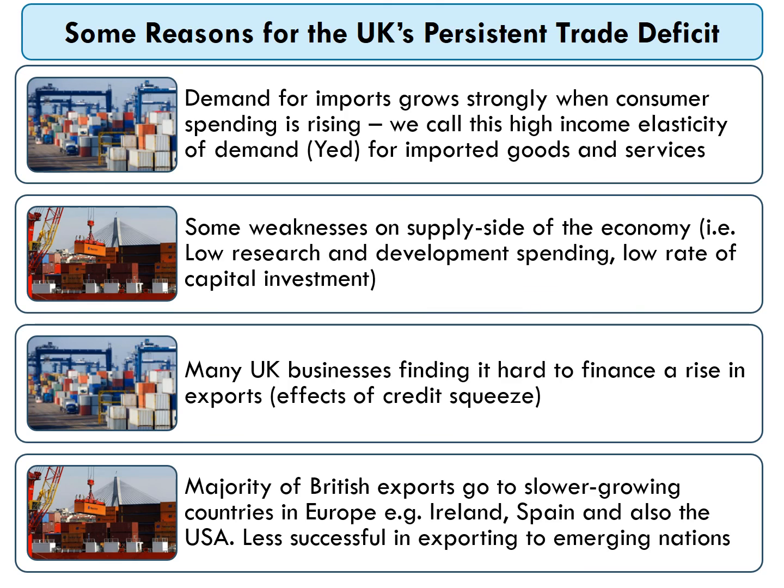A third reason might be that many UK businesses find it hard to finance a rise in exports, so they can't borrow the money to then create the capacity or the stock to sell abroad. And a final reason might be that a lot of our British exports, UK exports, go to European countries. And as they've experienced a slowdown in growth, Ireland, Spain, to a lesser extent the USA, then the demand for our exports has decreased, meaning we have more of a trade deficit.